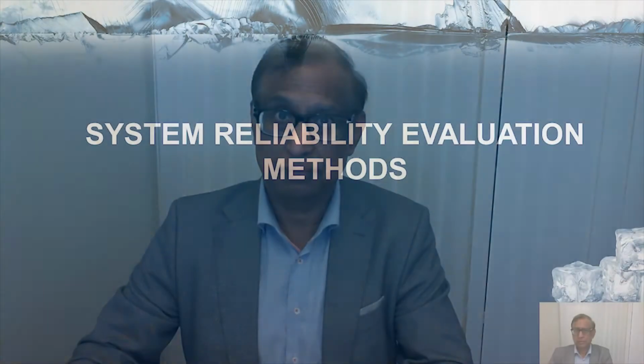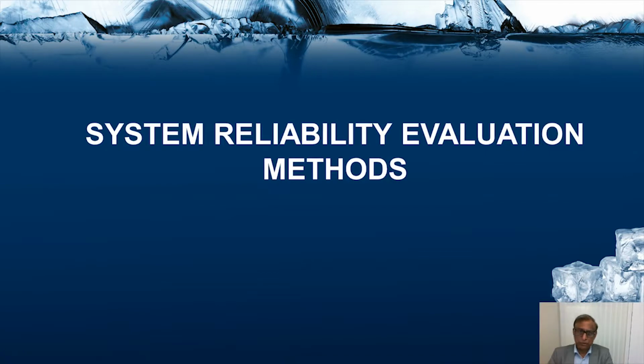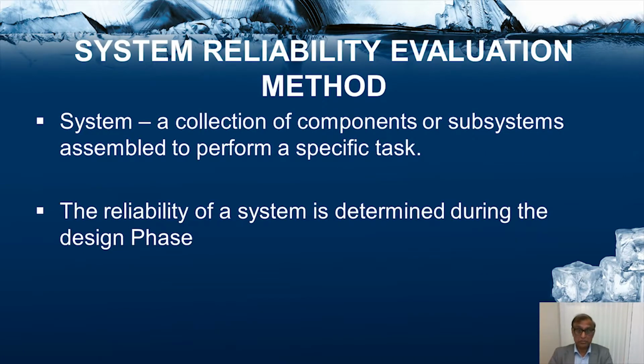So now I'm going to demonstrate and describe a couple of very simple methods. How can you evaluate the reliability of systems? Now we are going to look into some of the methods used by engineers to evaluate system reliability. Prior to that, let us see what the meaning of system is. A system is a collection of components or subsystems assembled to perform a specific task. So many items and components should function together to deliver the function, and that's a system.